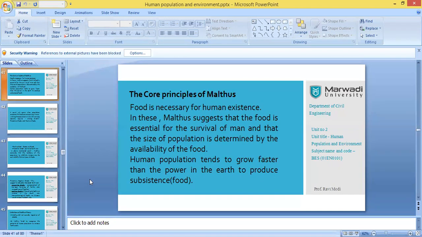The core principle of Malthus states that food is necessary for human existence. Malthus suggests that food is essential for the survival of man, and that the size of the population is determined by the availability of food in a particular area. Human population tends to grow faster than the power in the earth to produce food. That is the main point derived from the principle of the Malthusian theory.